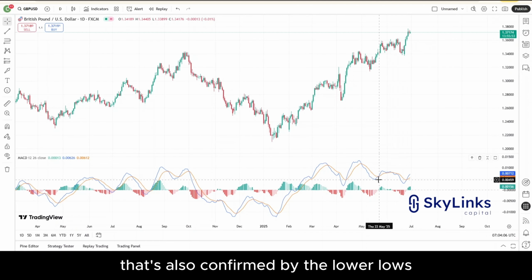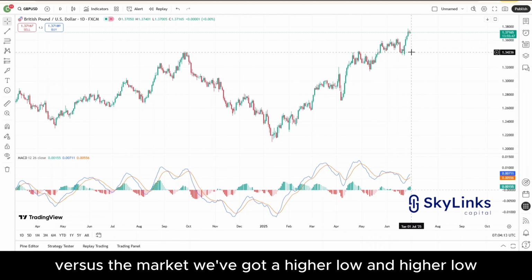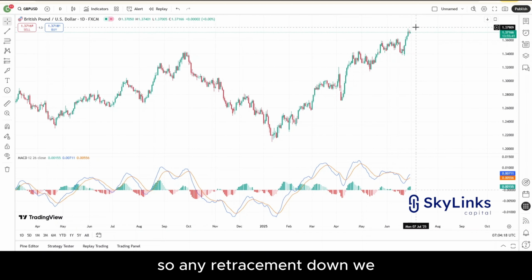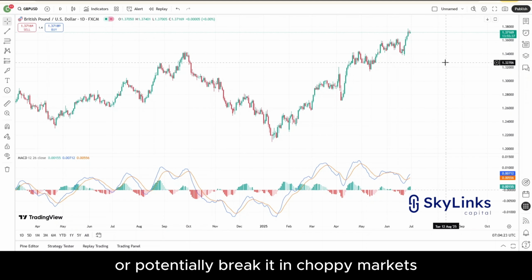That's also confirmed by the lower lows. So look, we've got a lower low here and a lower low here, versus the market, we've got a higher low and higher low. This indicates that this market is beginning to slow. So any retracement down, we can potentially see it come back to these lows or potentially break it.